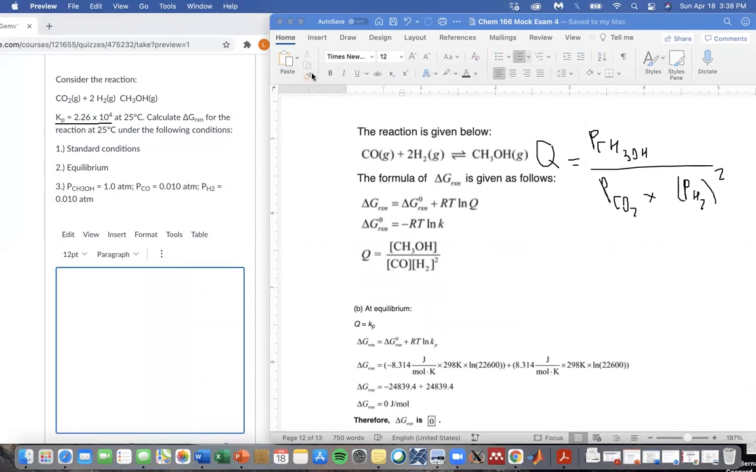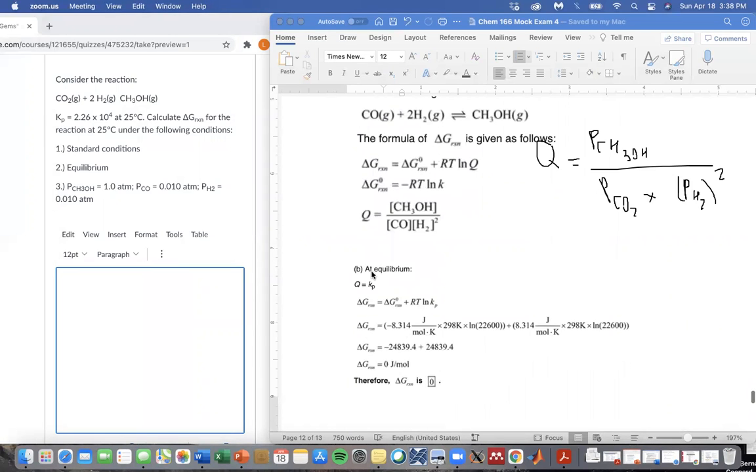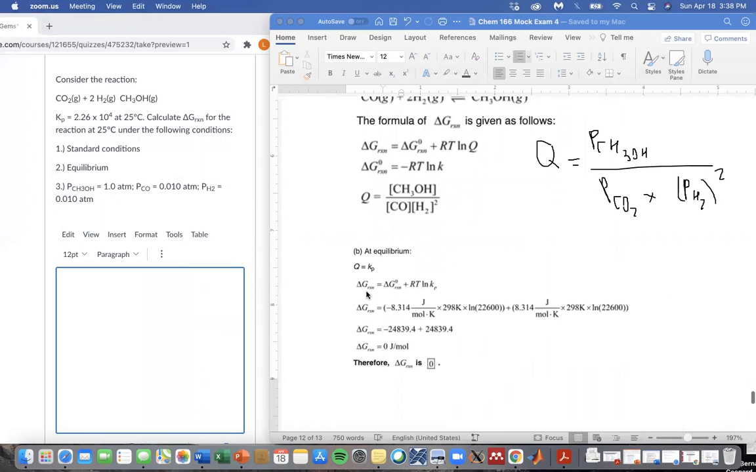So for the next problem here, we're trying to do it at equilibrium. So we were given our Q value. And so we can do delta G equals delta G standard plus RT ln K.